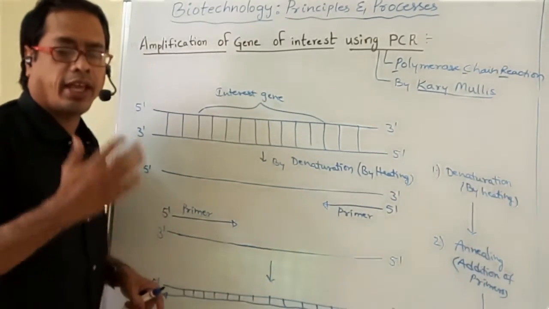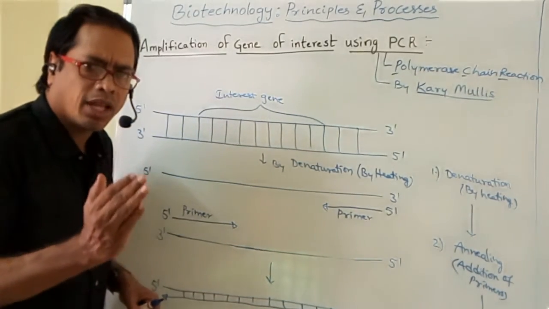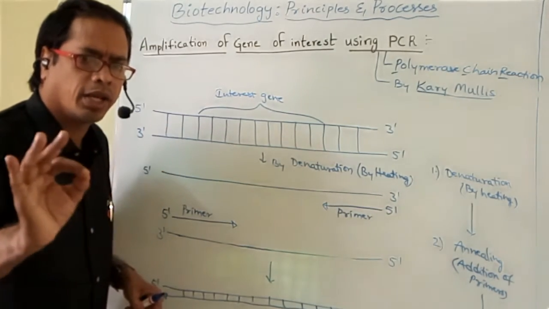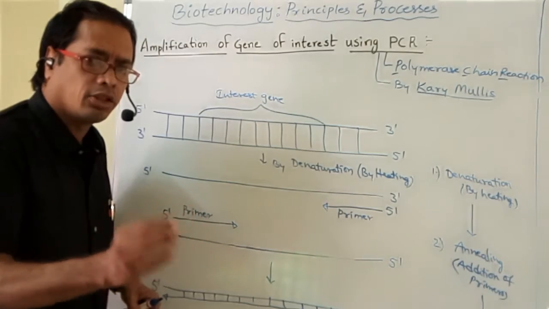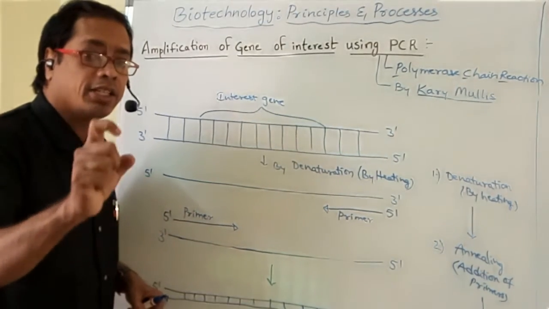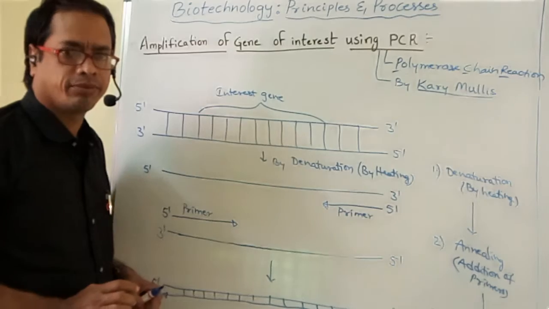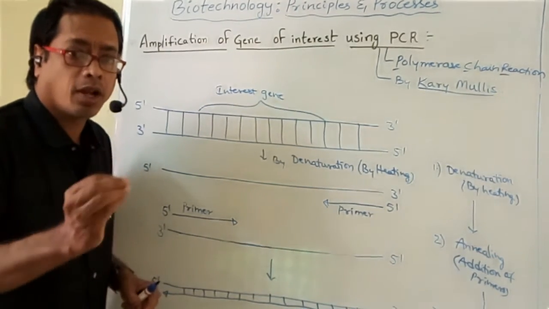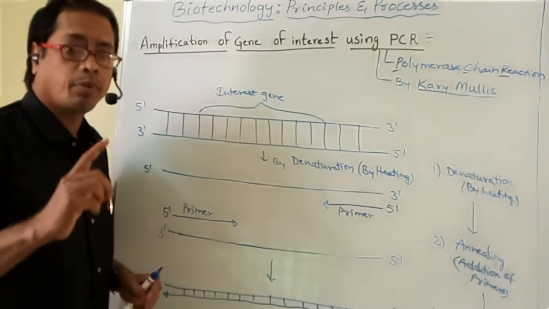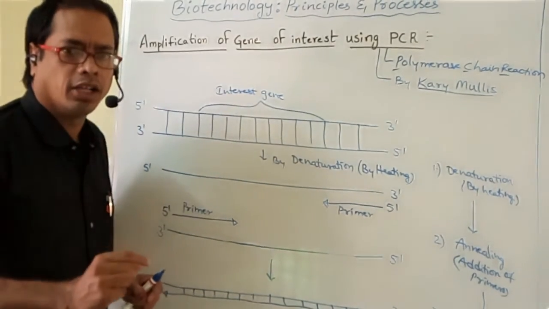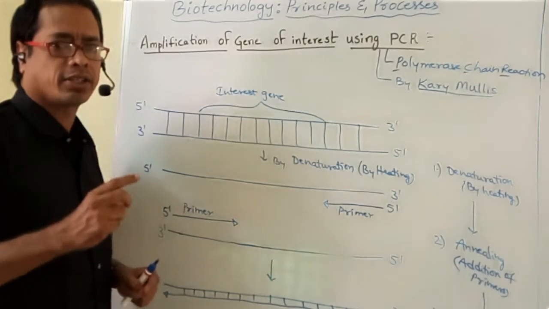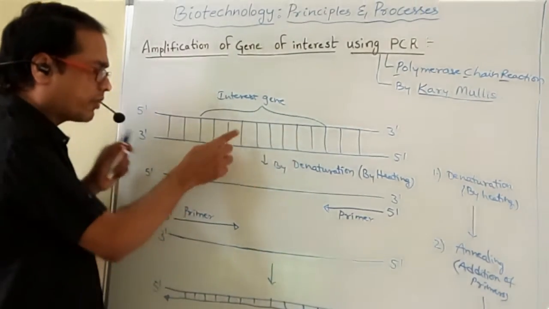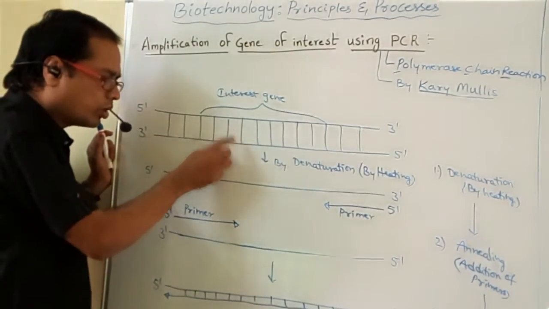Taq polymerase is required. This Taq polymerase is a type of DNA polymerase. Don't say RNA polymerase. It is a thermostable enzyme. Where is this Taq polymerase obtained? From a bacterium or a virus? It is obtained from a bacterium called Thermus aquaticus. Where does it live? It lives in water. Okay.